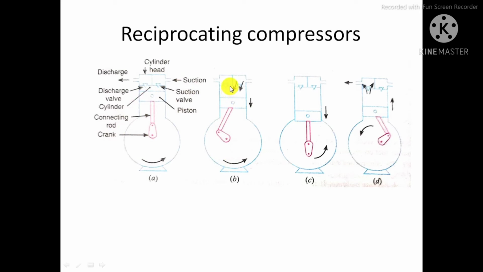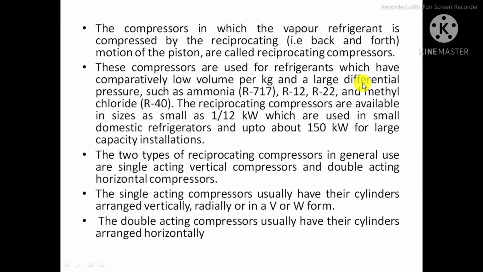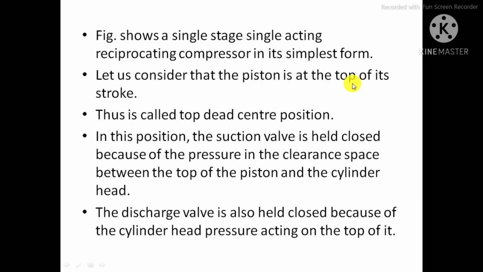As the piston moves from top dead center to bottom dead center, the black arrow shows that the refrigerant is sucked into the volume of the cylinder. As the piston moves downwards, the entire volume of refrigerant is present in the cylinder. As the piston moves from bottom dead center to top dead center, the compression happens, and after the compression there is a discharge. So let's see the process in detail.